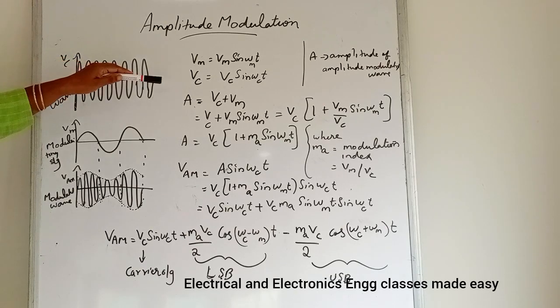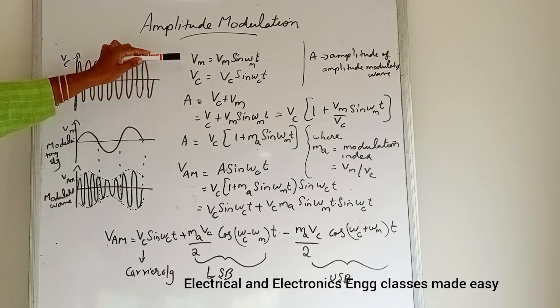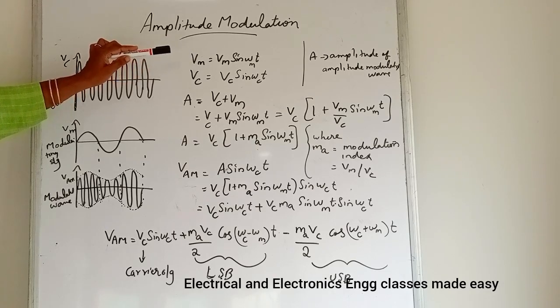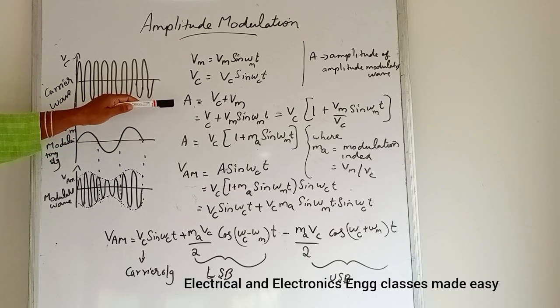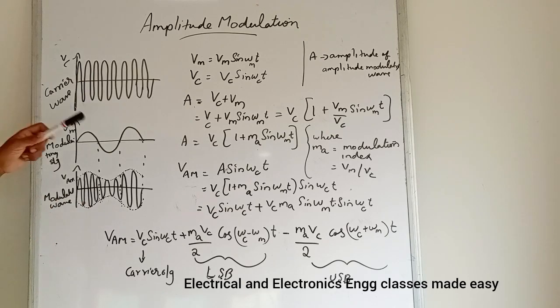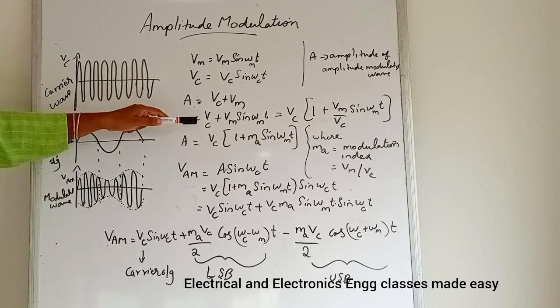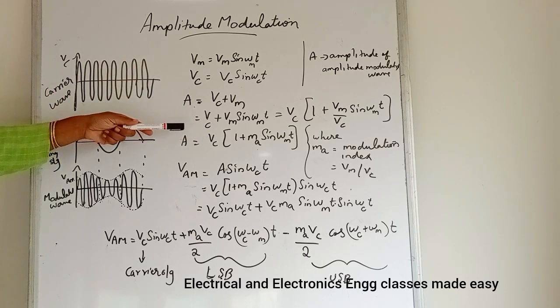So, when the amplitude Vc of the carrier signal varies in proportion to the instantaneous values Vm of the modulating signal, then amplitude modulation is obtained. Let A be the amplitude of the amplitude modulated wave. Then we can write A = Vc + Vm, and that is equal to Vc + Vm sin ωm t, because here the amplitude of the carrier wave is varied.